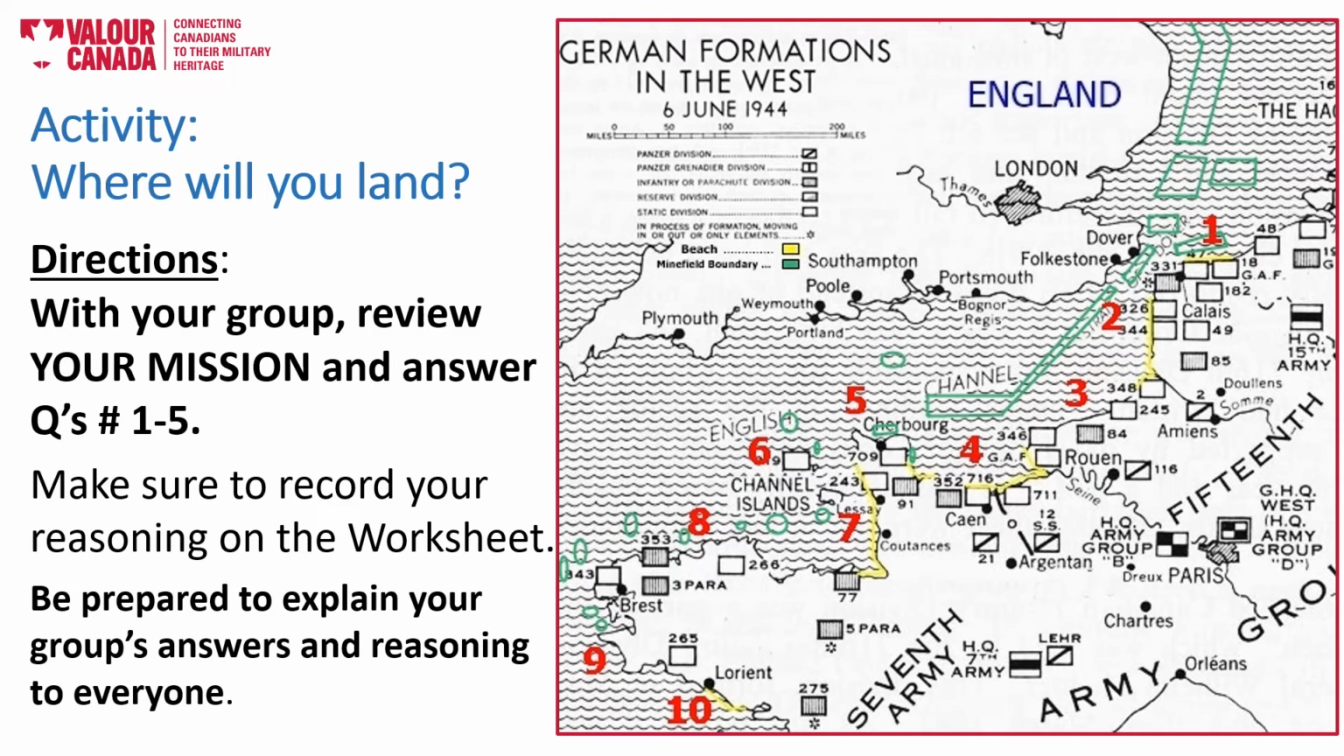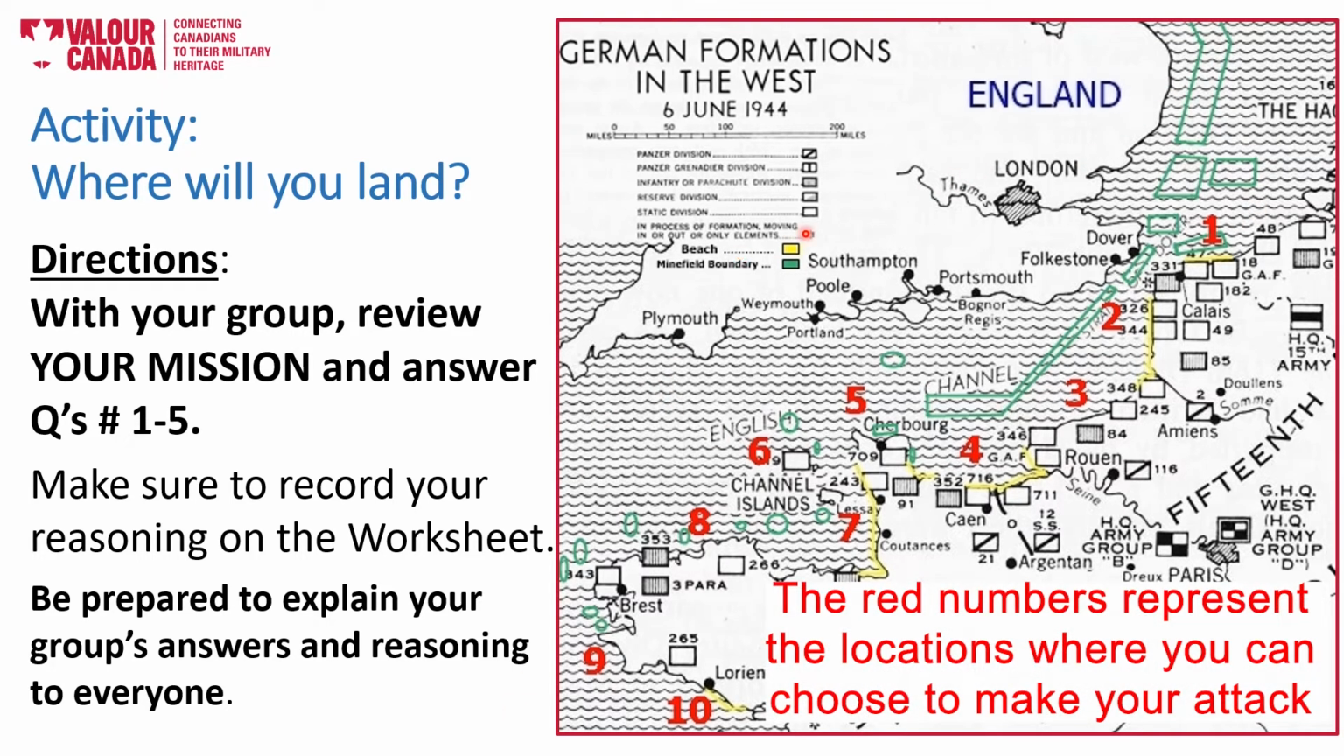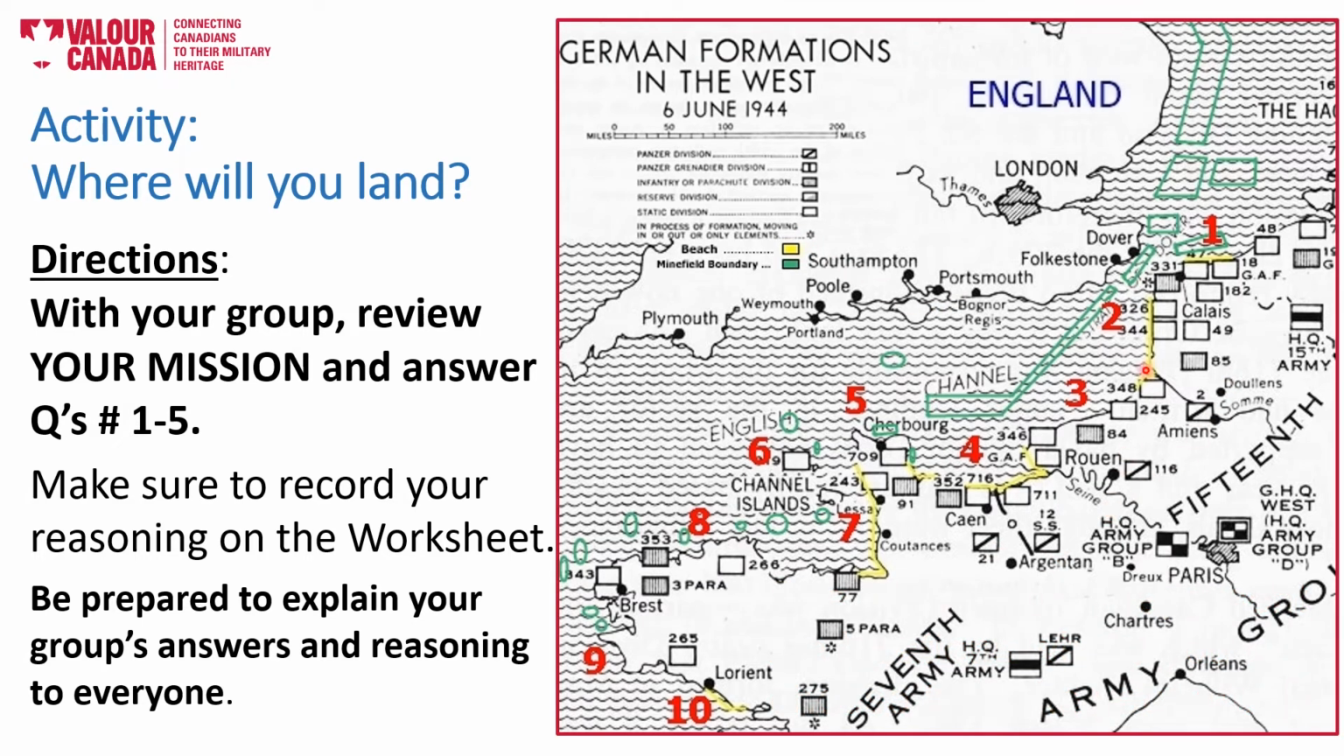So where will you land? I'm going to quickly whip through the map again. Don't forget the red numbers, 1, 2, 3, 4, all the way to 10. These rectangles are German divisions. The yellow, beaches. The green, minefields. Keep all those things in mind.